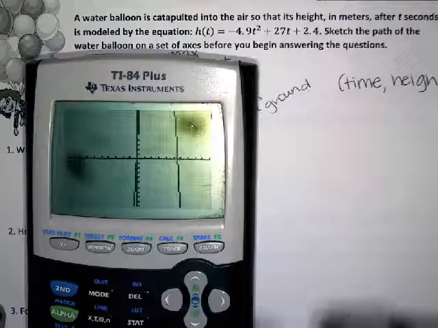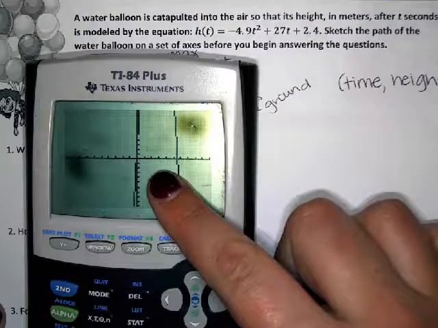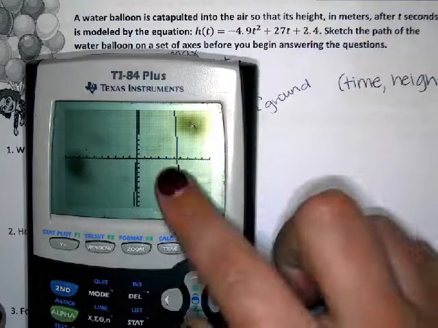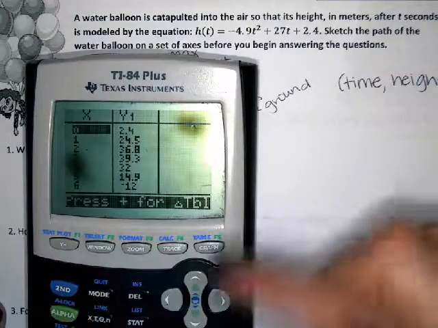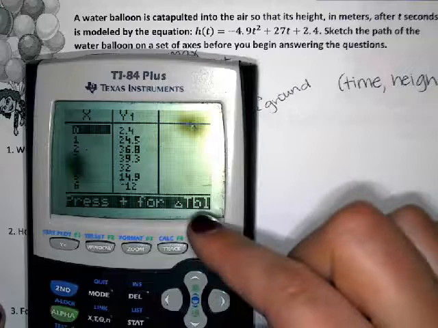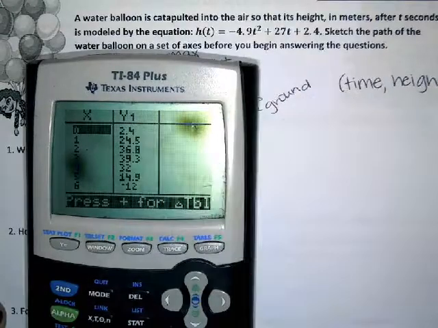So from here, I'm going to hit second graph. I always use the table to help me figure out what my window should be. You can see what you're plugging in is time, and this is time. It's always good to know what your units are. So this is time in seconds.